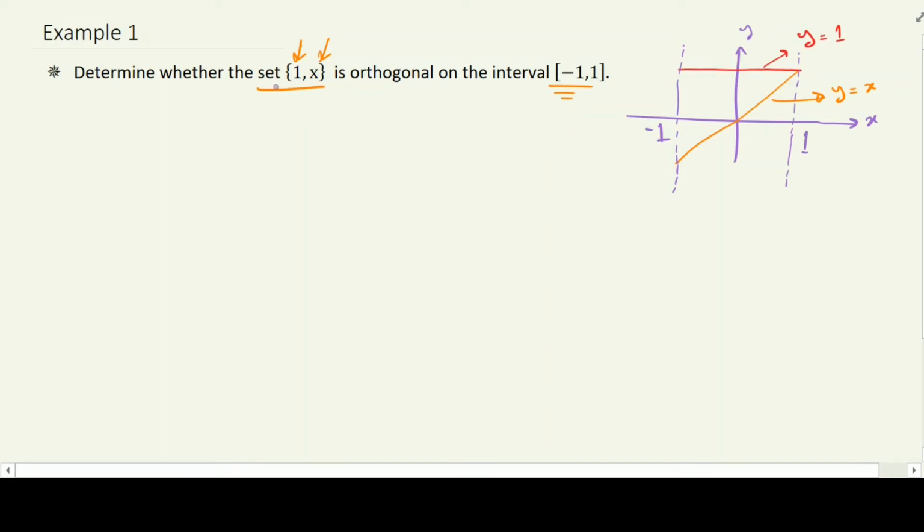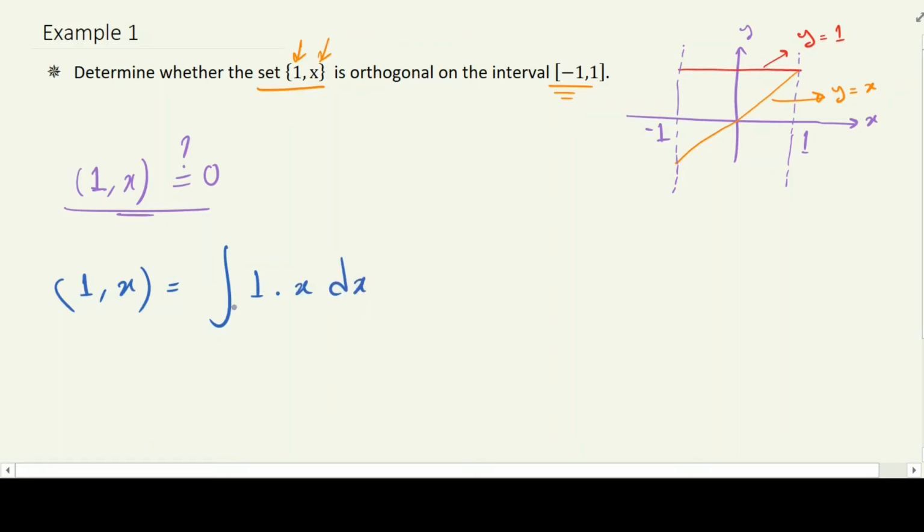And since we have a set with two members here, we have just one pair of functions to investigate. So we have 1 and x, and we just need to see if the inner product of 1 and x is 0 or not. So that's our mission here. And by definition, the inner product of 1 and x is going to be the integral of 1 multiplied by x. So the product of these two functions, 1 times x dx, over the given interval -1 to 1.